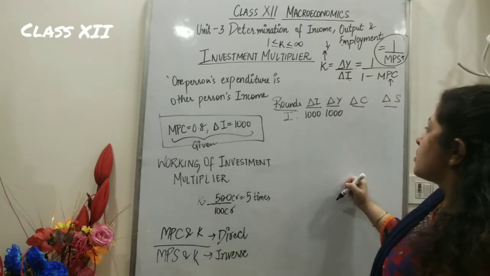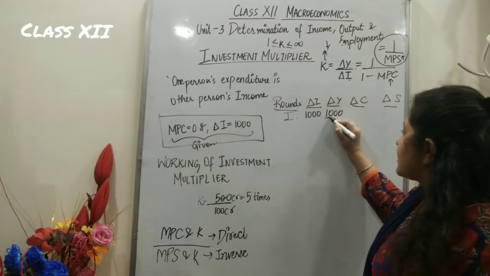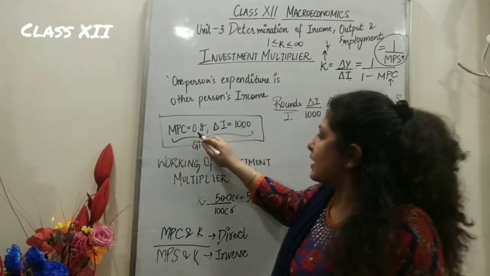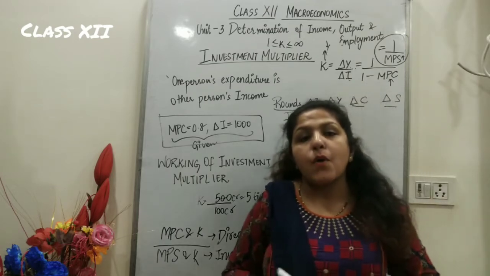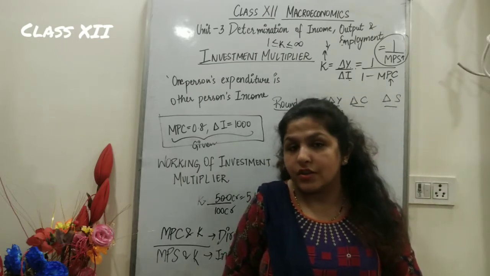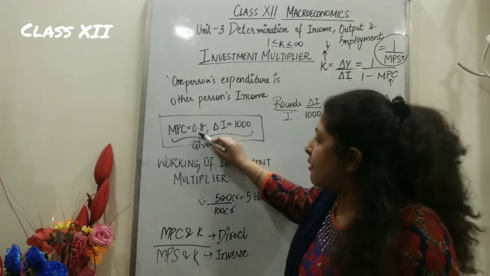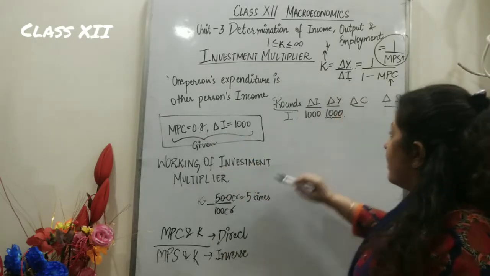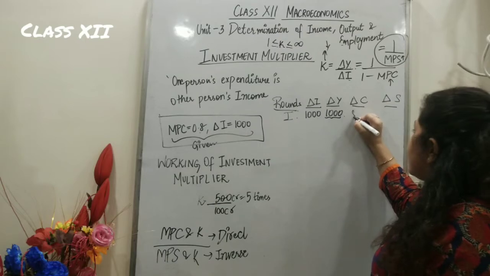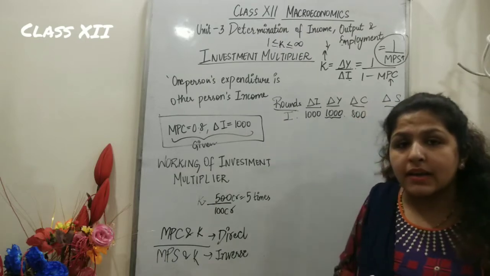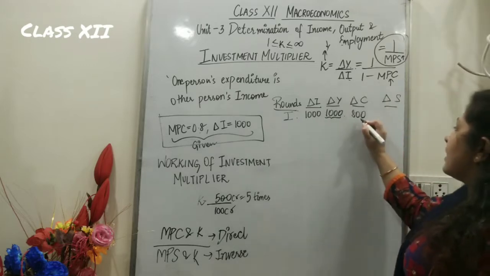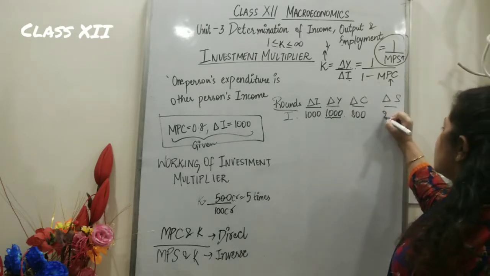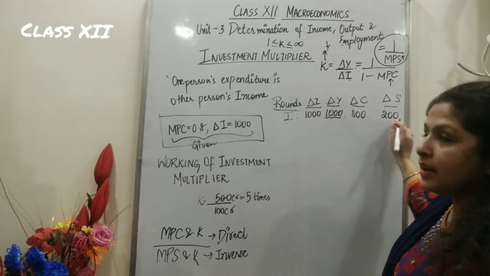Let's see what. So tell me how much of this 1000 people will consume. As our MPC is 0.8, marginal propensity to consume says how much the people will consume of their change in income. So लोग अपना 80% of the change in income consume कर रहे हैं. So 1000 का 80% हो गया 800. So people will be consuming 800 out of their 1000 change in income. Definitely अगर वो 800 consume करेंगे तो 200 they will save, the remaining amount they will save.